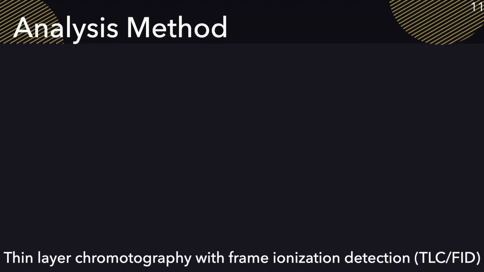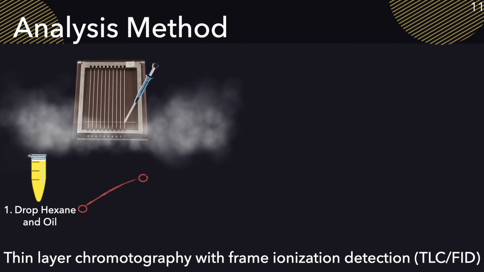This slide will show the steps of the TLC-FID analysis. The composition of the reaction mixture sample was determined by thin layer chromatography equipped with a flame ionization detector. First, 1 microliter of the reaction sample was diluted in hexane at an appropriate dilution. Step 2, it was spotted onto the Chromarods.